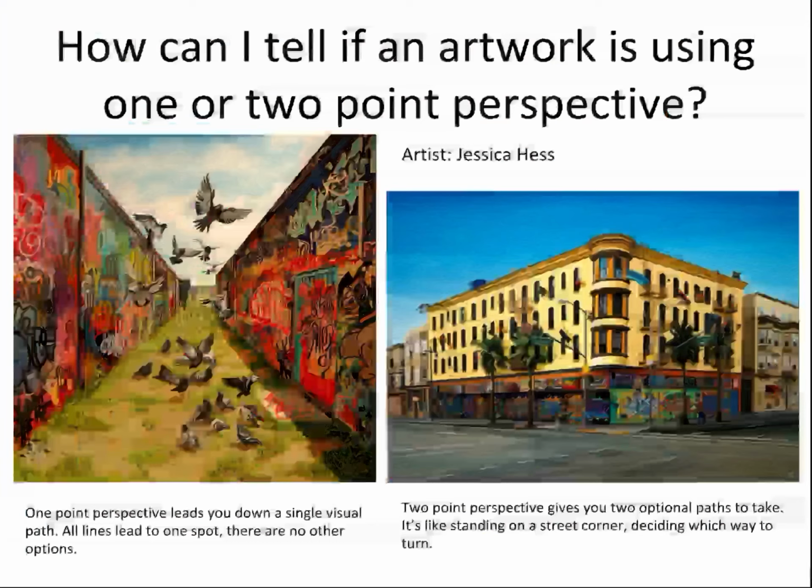On the right, you have 2-point perspective. 2-point perspective gives you 2 optional paths to take. It's like standing on a street corner deciding which way to turn. So as you're facing the corner of this building, if you look right, the buildings start to converge toward a point off in the distance, actually outside of the paper on the right. If you look left, the buildings start to converge toward a point off of the paper on the left.